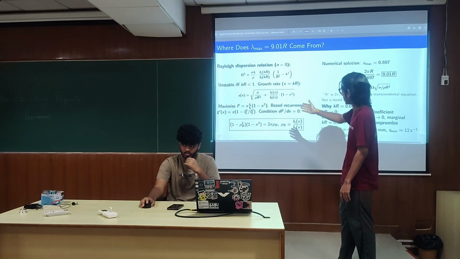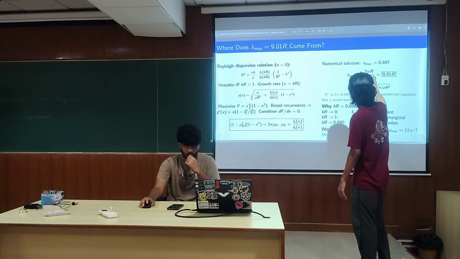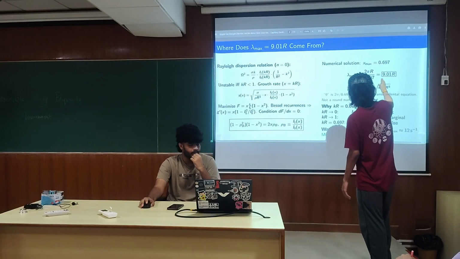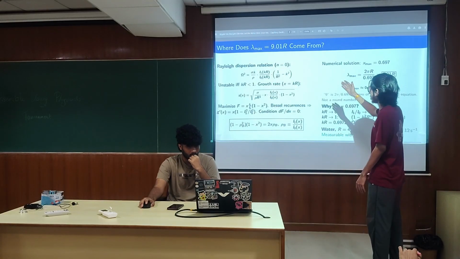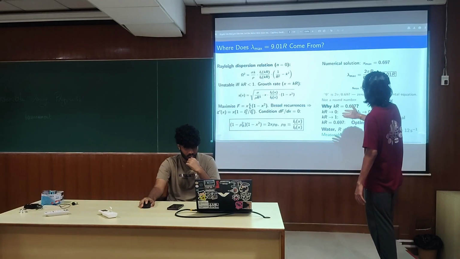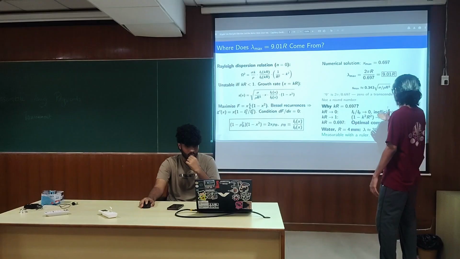On solving this, we get this form of a transcendental equation, which when we solve numerically, we get this form where lambda is equal to pi R divided by 0.697, which gives us 9.1 R. And this is the point where the growth rate of the jet will be maximum. And for kR equals 0, as we have mentioned here, that is the optimal compromise.